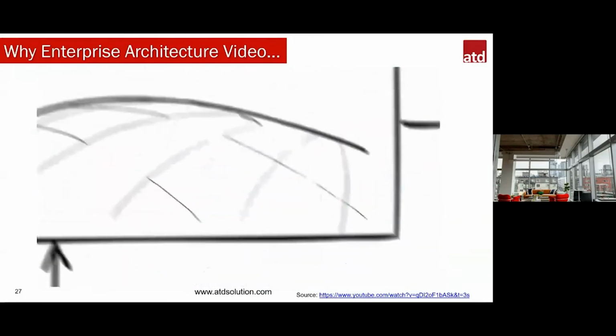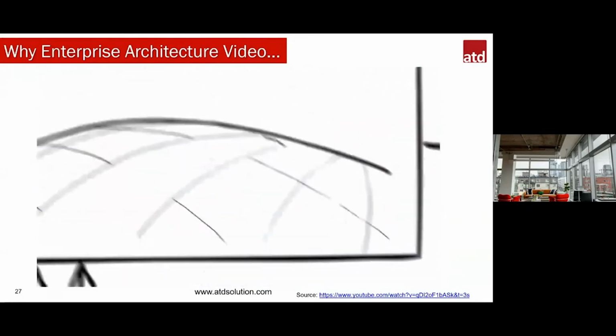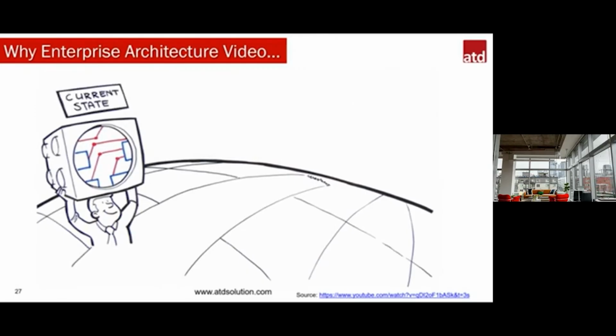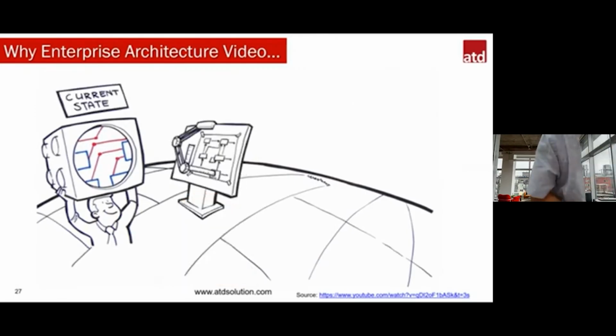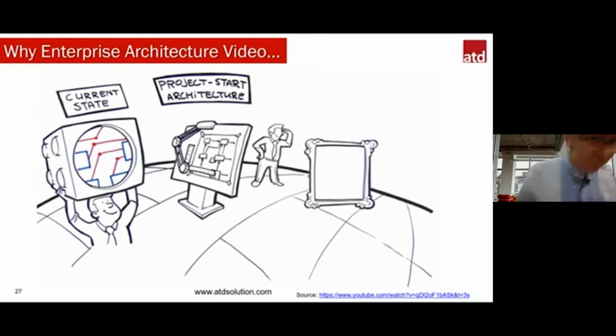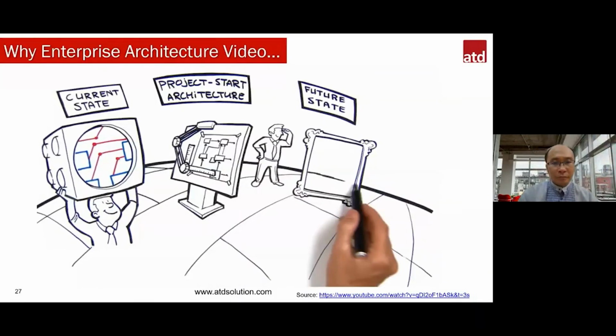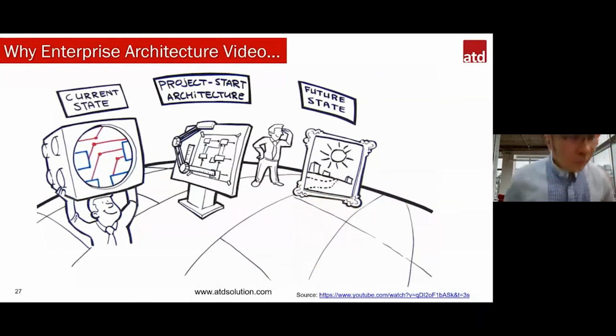Summarized, enterprise architecture is about three things. We take a look at the existing situation. We help to develop and evaluate designs. And we create a sketch for the future so that everyone understands the direction we're heading.